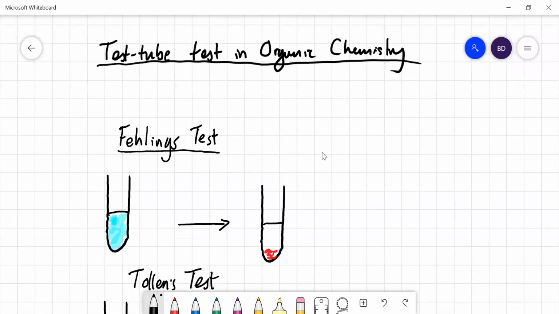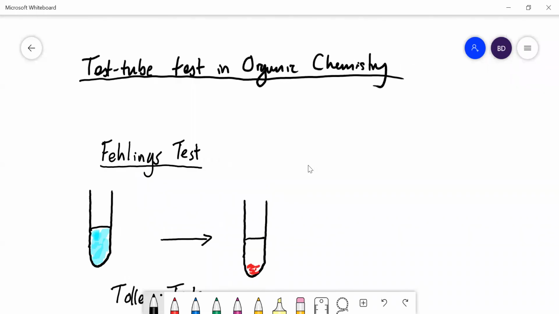Okay, we're going to look at test tube tests in organic chemistry. These are quick tests you can do, which will enable you to determine which functional groups are in a molecule. A lot of them are superseded really now by spectroscopy methods, but we need to know these ones anyway.